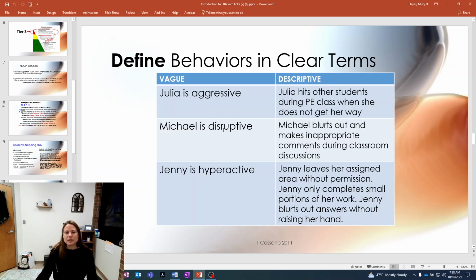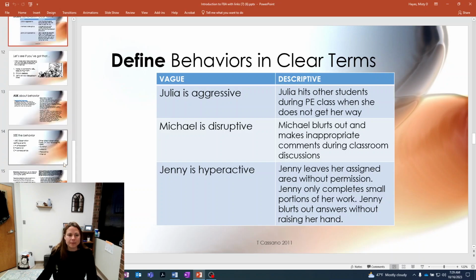And a lot of teachers will use these terms when we're defining behavior. But we have to remember, when you're defining behavior, it has to be measurable and seen by all. It has to be specific enough where everyone understands what you're talking about. Because what I think is disruptive may not be what you think is disruptive, right? So how is Michael disruptive? Well, he blurts out and makes inappropriate comments during classroom discussions, and he does this all the time, right? So that's a way that you need to remember to define them, okay?